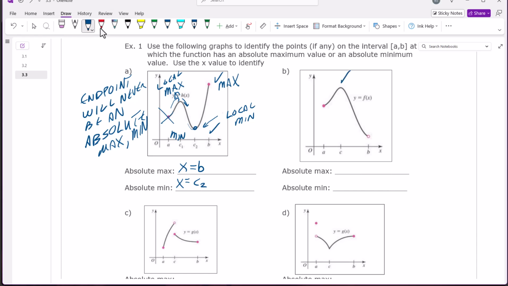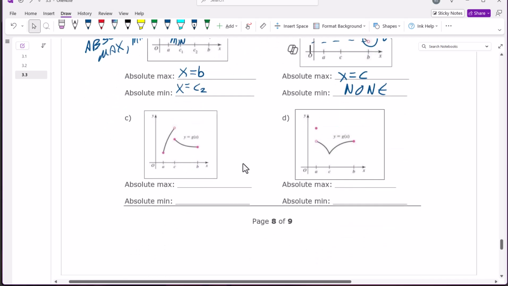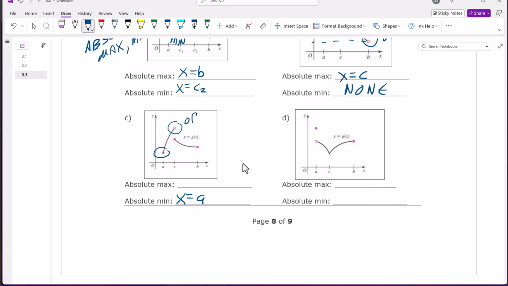Okay, this point right here, there's your absolute max. That occurs at x equals c. Absolute min, there isn't one, because that's an open bubble. That graph will never reach that y value. It'll just get infinitely close to it. Okay, next problem. There's your local min. That's your absolute min right there. So that's the lowest value of y, the lowest point on the graph. Since that's open, there is no highest point on this graph, so there is not an absolute max.